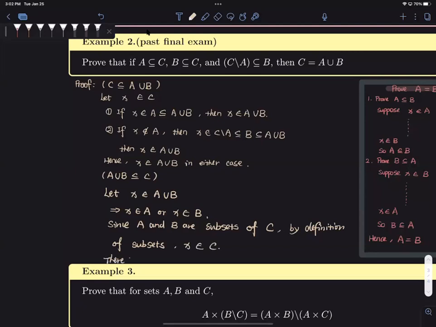So therefore, they're equal. And we're done. Question?